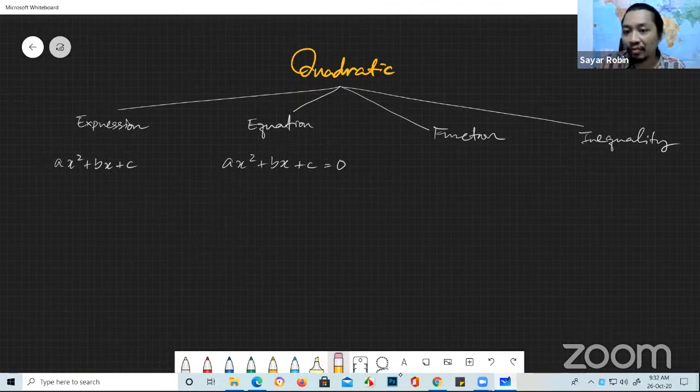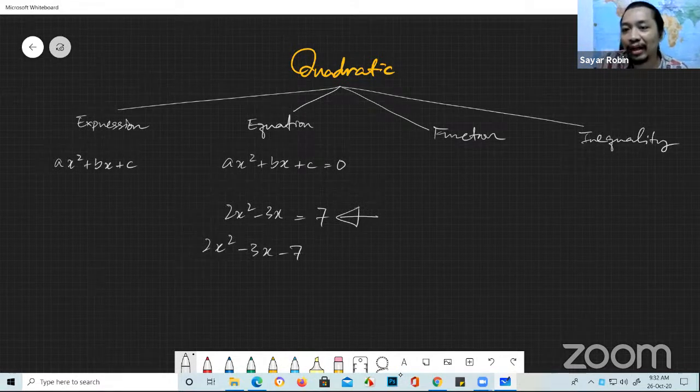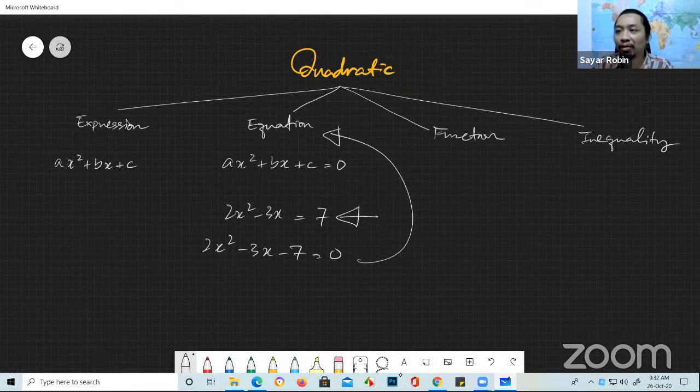However, sometimes you might see something tricky, like 2x squared minus 3x equal to 7. So what kind of thing is this, right? You can change it into the standard form of the quadratic equation like this, so that the right hand side is 0. If you are able to change the expression into a form with 0 on the right hand side and a polynomial on the left hand side, that becomes an equation. Understand?